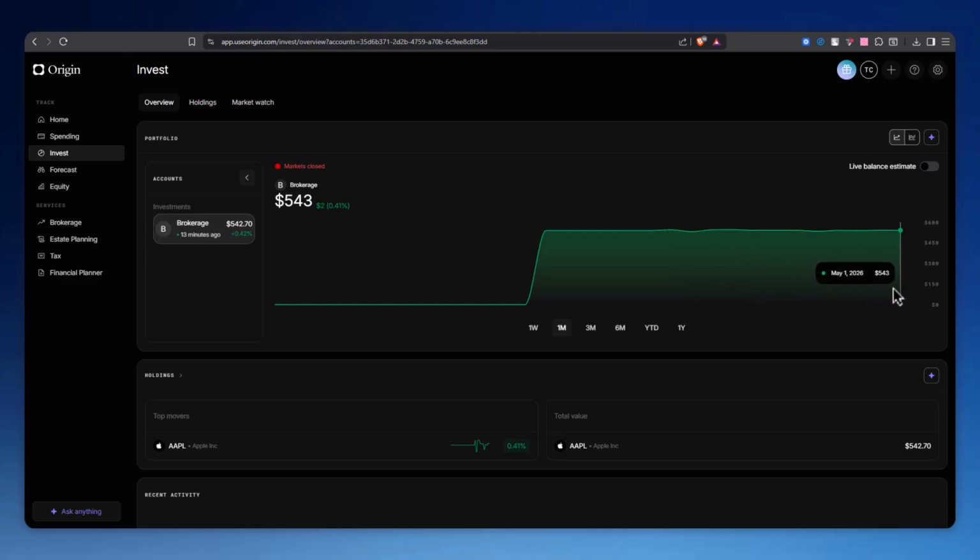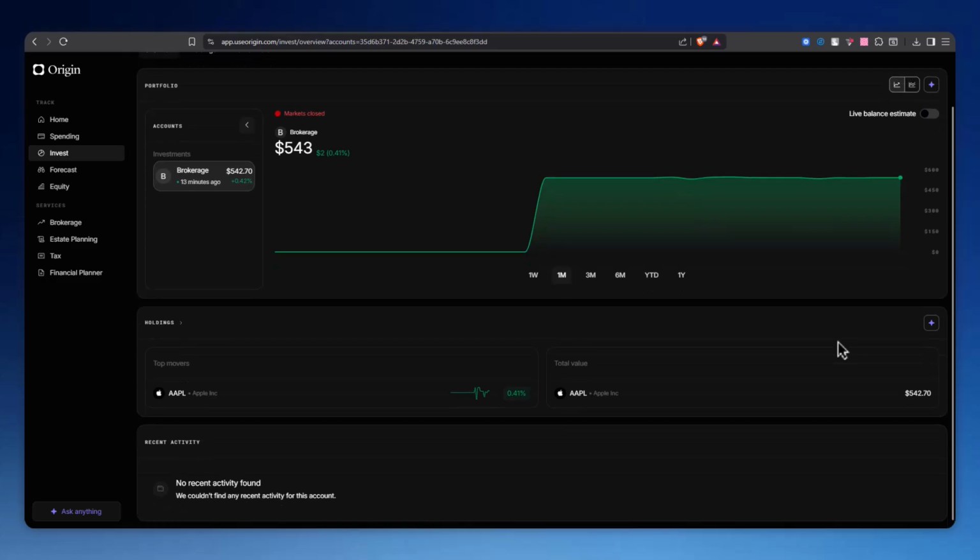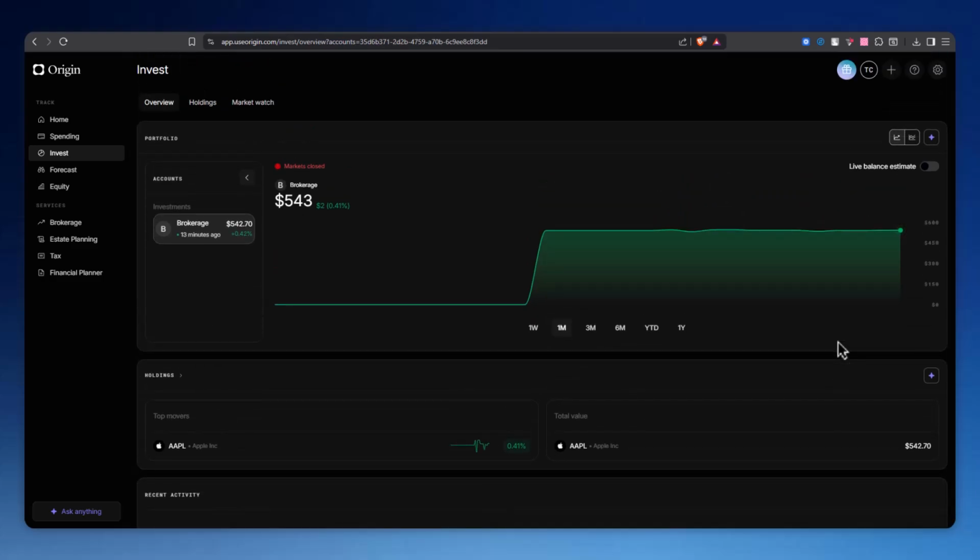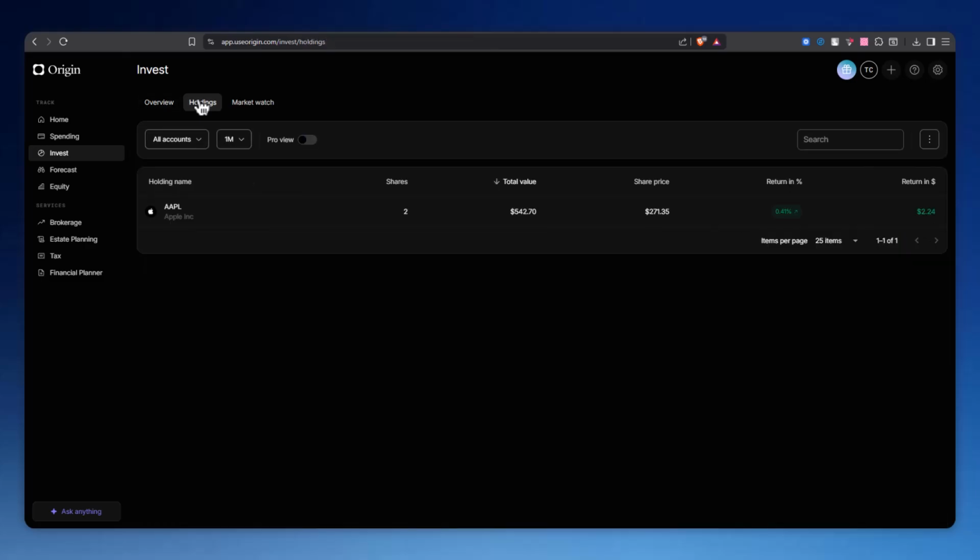If you want a deeper look at what is creating that allocation, switch over to the Holdings tab inside the Invest section. Here, Origin displays every individual investment position connected to your accounts, including stocks, funds, bonds, and digital assets along with their current value and performance.